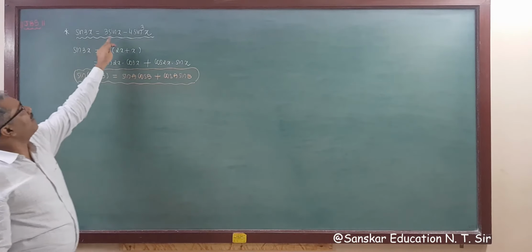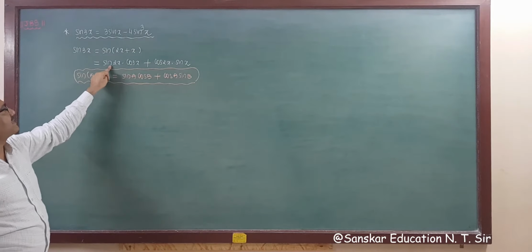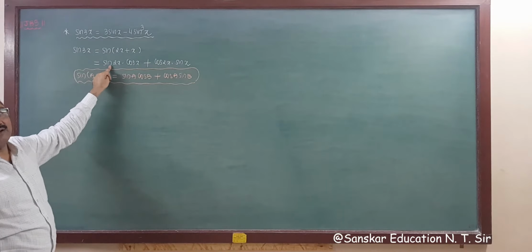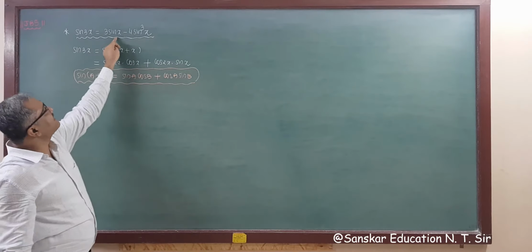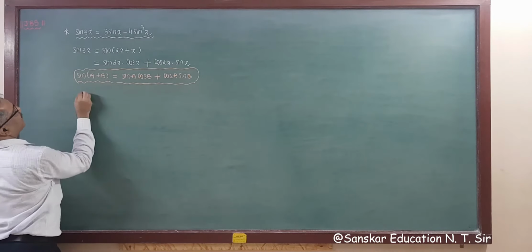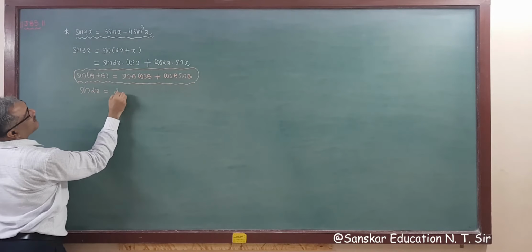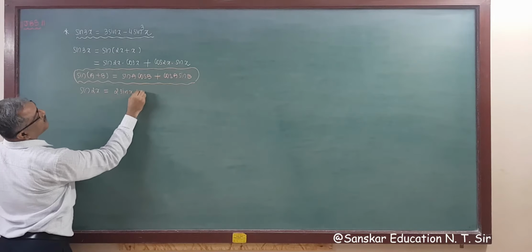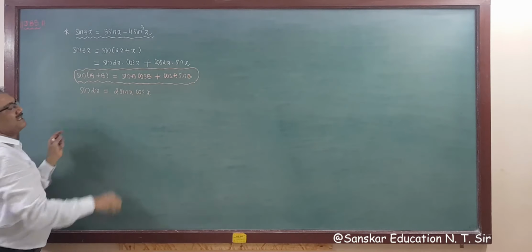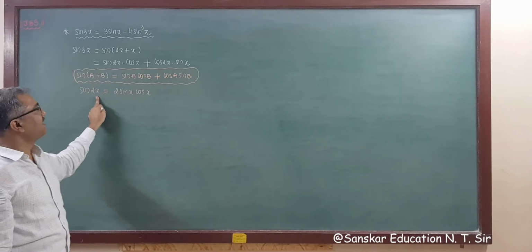Now we require all terms in sine. So here is sine twice x, and we don't require sine twice x. We require only single x. So we have the formula for sine 2 theta. For this, sine twice x is, as we saw earlier, 2 sine x cos x. Sine 2x is 2 sine x cos x.